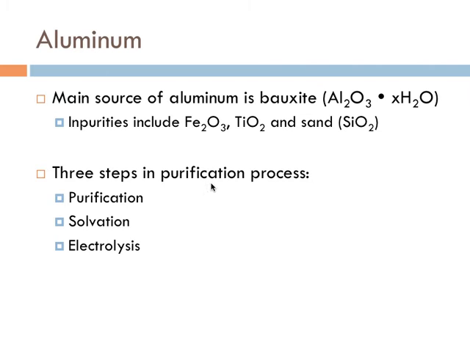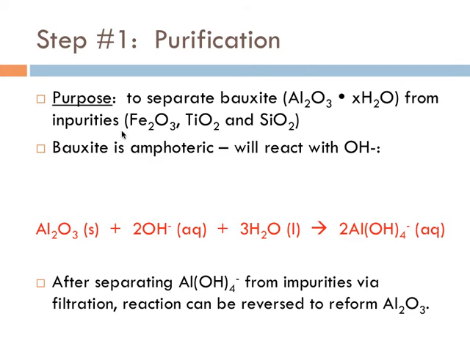Okay, there are 3 steps in purifying aluminum so that you can use it as a metal: purification, solvation, and electrolysis. In the purification step, we're going to separate the bauxite, the hydrated aluminum oxide, from the iron, titanium, and silicon impurities. Bauxite is amphoteric, so it's going to react with the hydroxide ion in this equation.